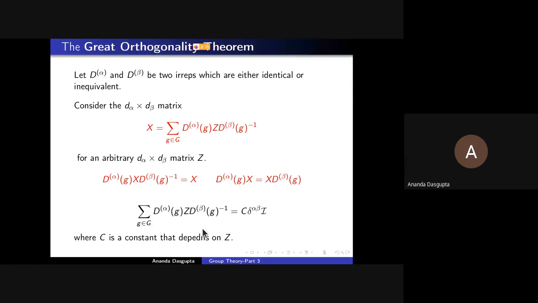Okay. So notice that I'm saying something rather strict here. Choose whatever z you want. This combination is going to be a multiple of the identity times delta alpha beta. So that's really a huge restriction. So I will just end up by telling you what this c is, and that's actually pretty easy.